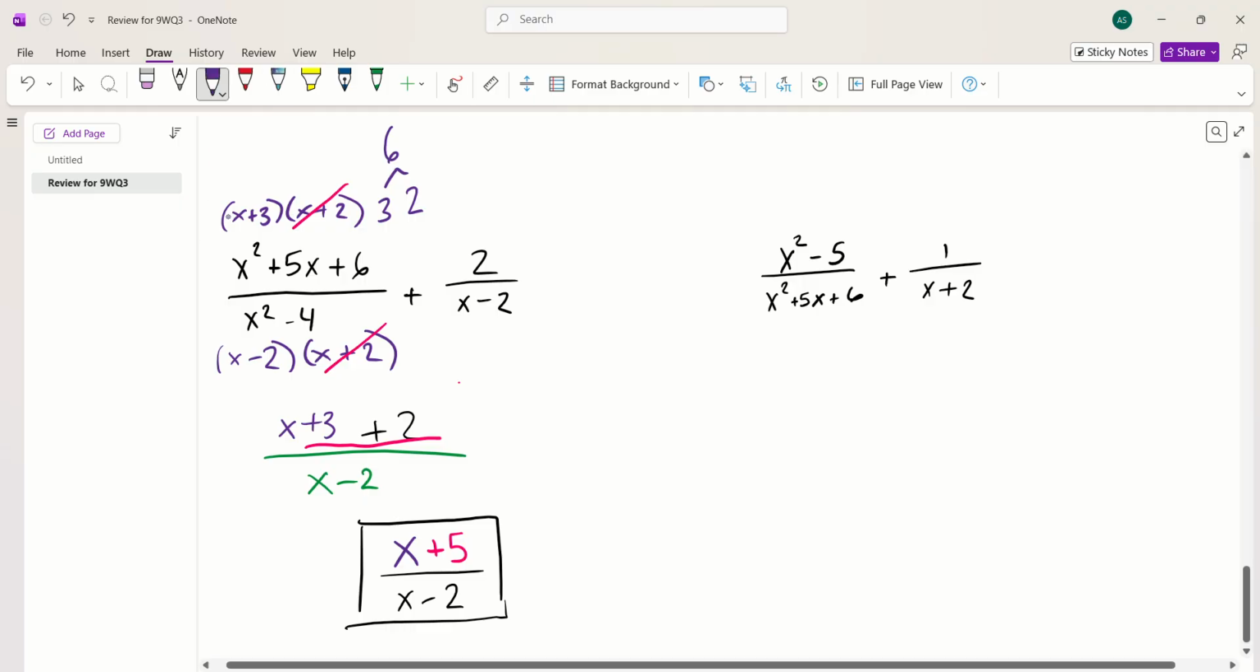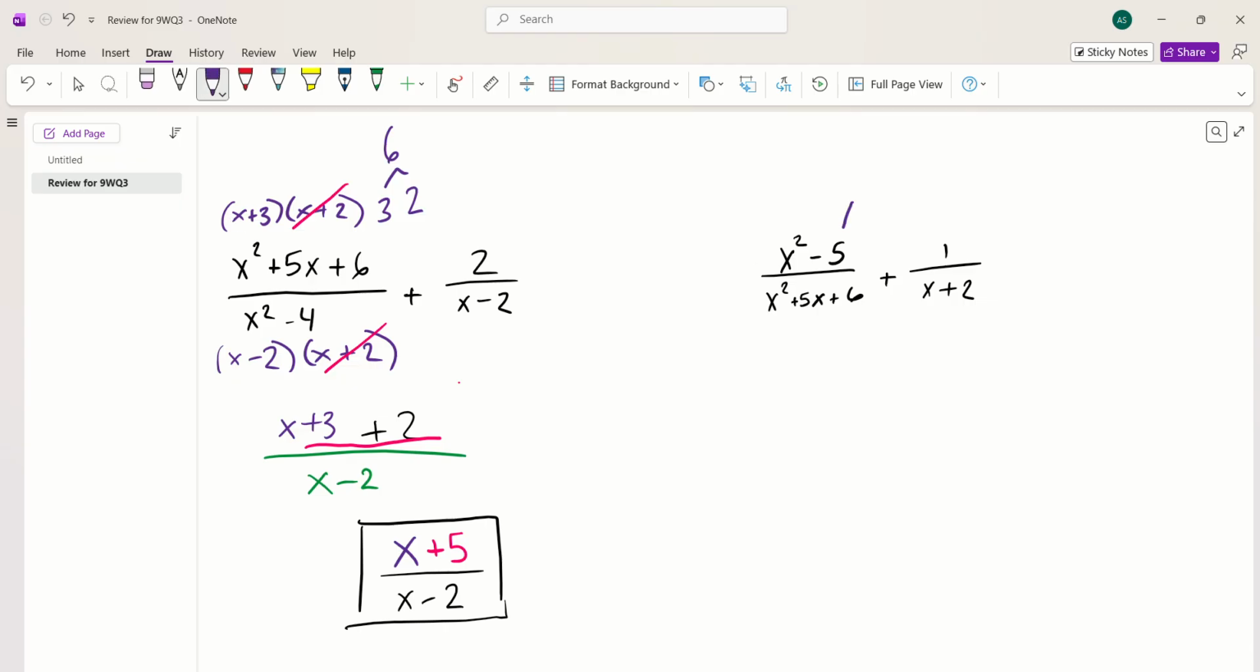I'm going to start the next problem the exact same way. I'm going to start by looking at here, and your first instinct might think that this is a difference of squares, but then you'll realize that 5 is not a perfect square, so actually this can't be factored at all. But what you can factor is this guy down here. We just factored it up here, actually. So we already know our factors are x plus 3 and x plus 2.